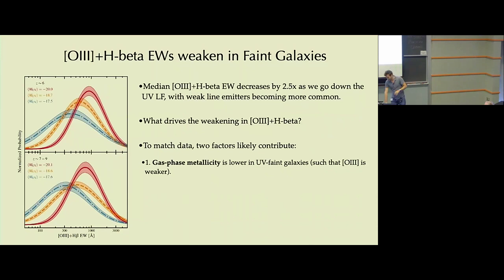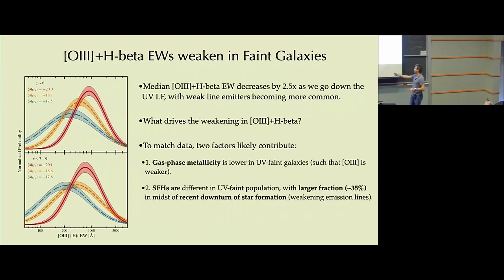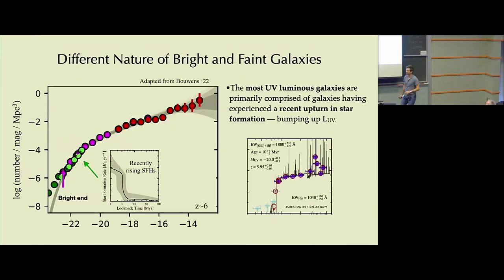So to reproduce the weakening of H-alpha, we also need the star formation histories at the faint end of the luminosity function to be different on average than those at the bright end, with a larger fraction in the midst of a recent downturn of star formation. So what we're finding now is that 35% of the objects at an absolute magnitude of -17.5 have been in the midst of a strong recent decline in star formation. Okay, and this is contributing as well to this shift in the oxygen-3 and H beta equivalent widths.